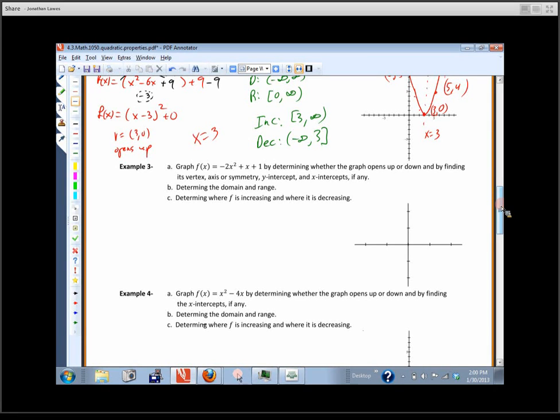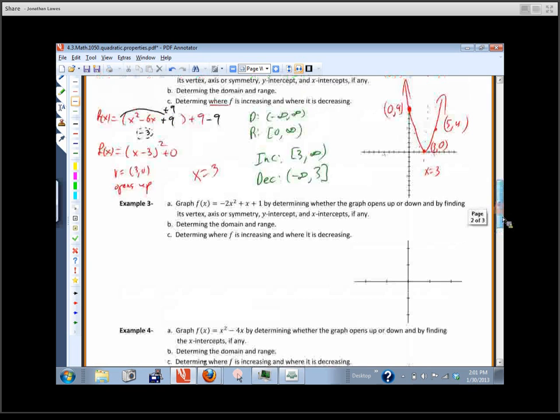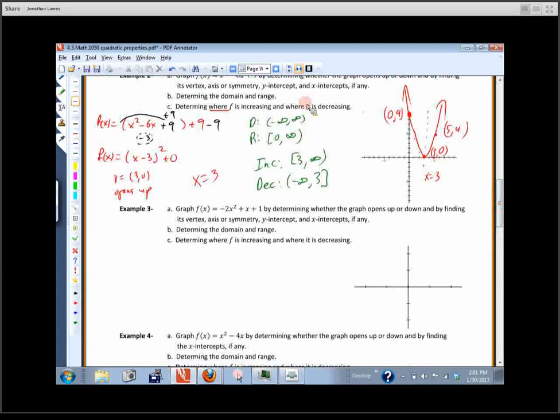What did I say the easiest piece of information was to spot up here? The y-intercept. What's the y-intercept? The y-intercept is 1. So I'm going to take this and put a point at 1.